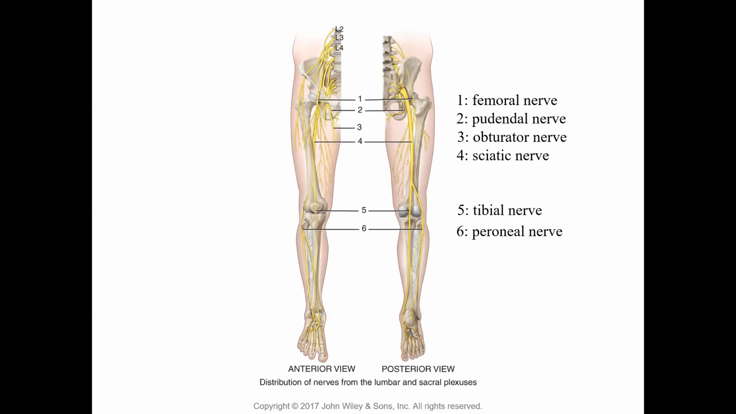The sacral plexus is formed by the anterior rami of L4 to S4, and this plexus supplies the buttocks, the perineum, and most of the lower limb. The major nerves that come out from there are the pudendal nerve, which supplies the muscles of the perineum, and the sciatic nerve. The sciatic nerve supplies the biceps femoris, semimembranosus, semitendinosus, or the hamstrings of the thigh.